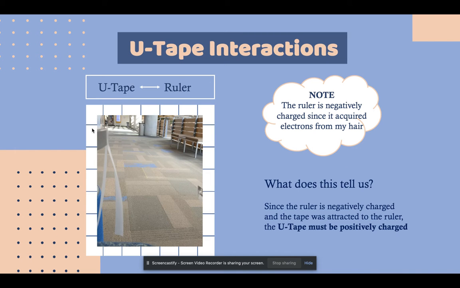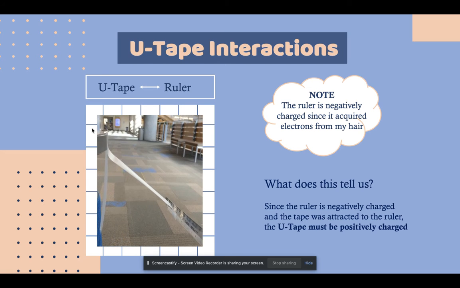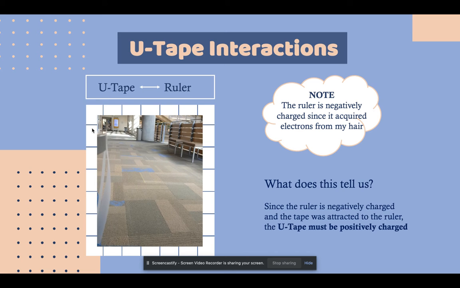So here in this video, you can see the tape interact with a ruler, which was negatively charged since I rubbed it in my hair, messed up my hair, but rubbed it in my hair, it acquired electrons, so the ruler is negatively charged. And what this tells us is that since the U-tape was attracted to the ruler, the tape must be positively charged.